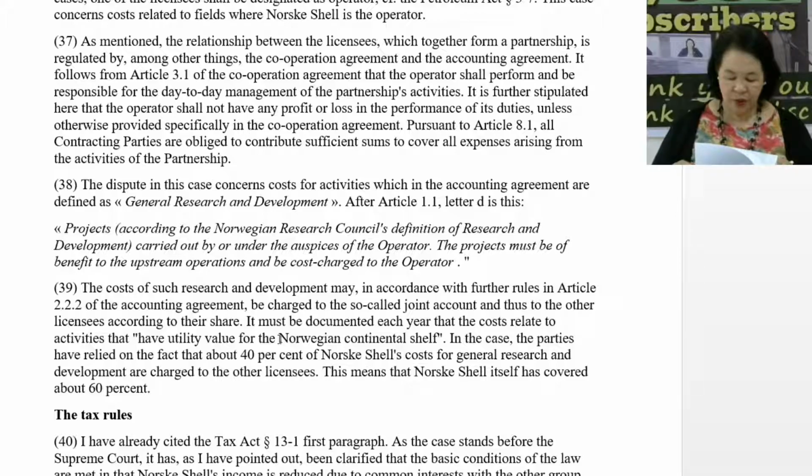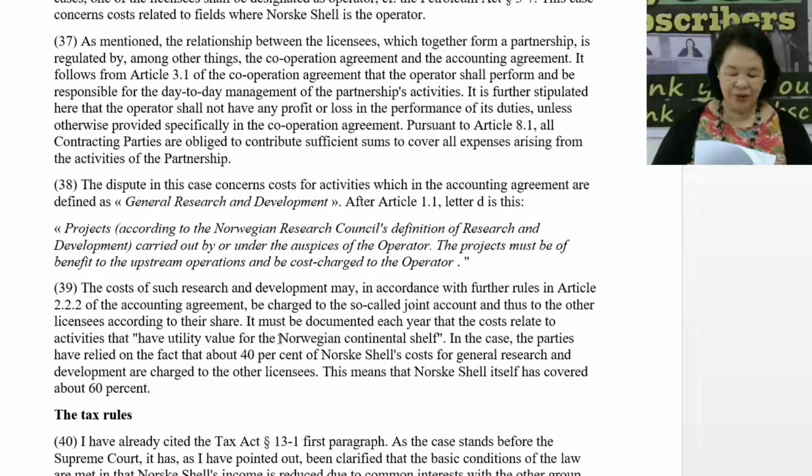After Article 1.1 letter D is this, projects according to the Norwegian Research Council's definition of research and development carried out by or under the auspices of the operator. The project must be of benefit to the upstream operations and be cost charged to the operator. No? So ito yung ginawa nilang legal basis na para hindi ma-allocate dun sa ibang member of the group.